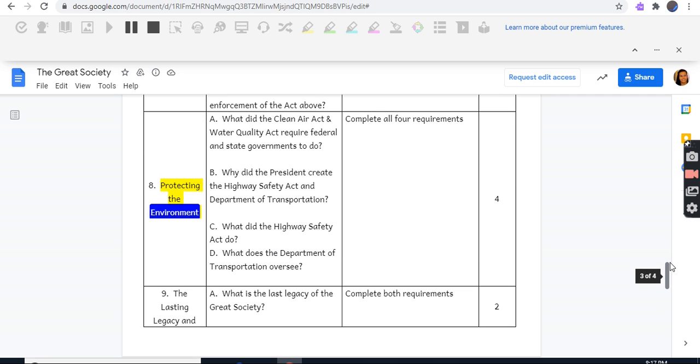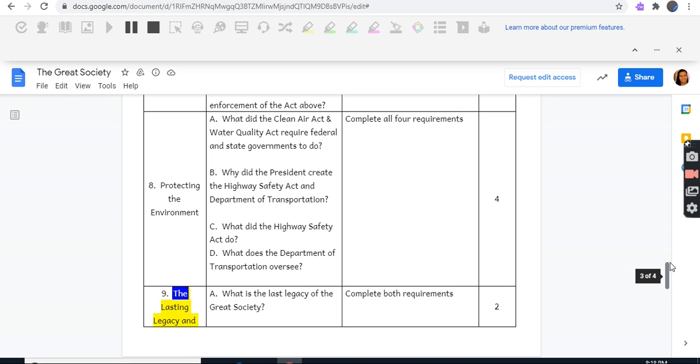8. Protecting the environment. A. What did the Clean Air Act and Water Quality Act require federal and state governments to do? B. Why did the President create the Highway Safety Act and Department of Transportation? C. What did the Highway Safety Act do? D. What does the Department of Transportation oversee? Complete all four requirements.